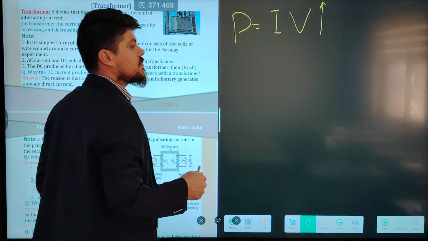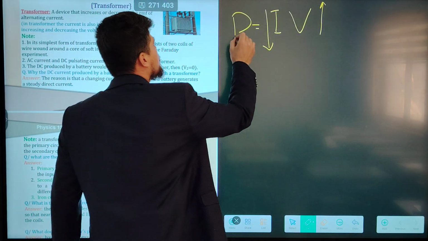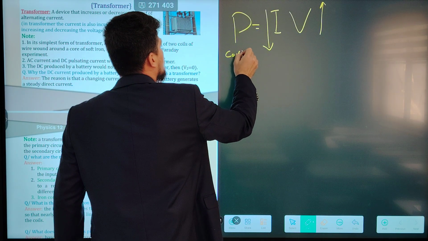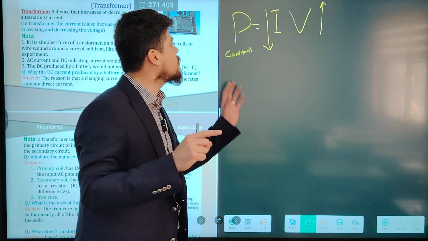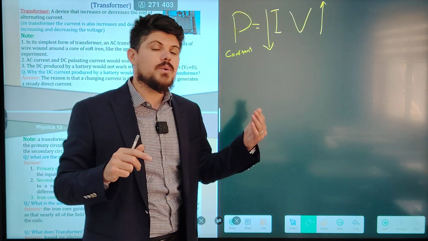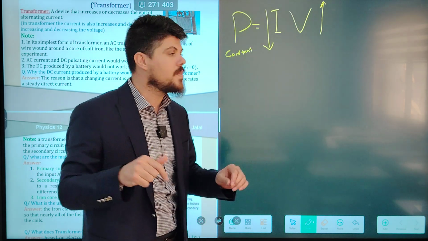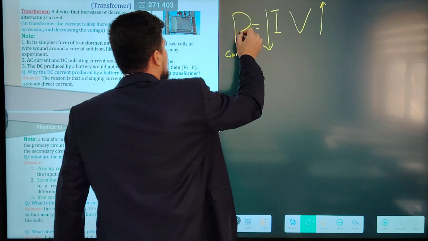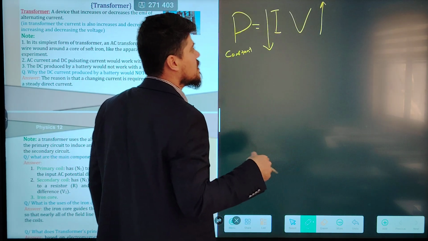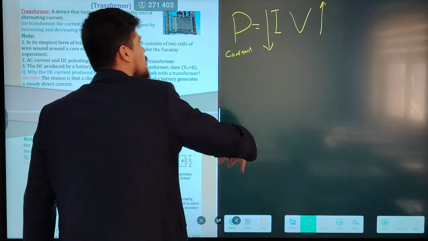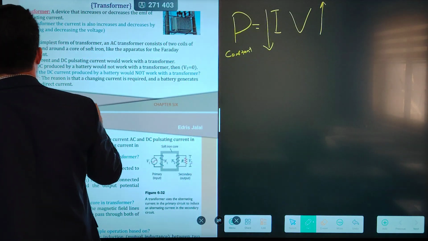When we increase the potential difference by using a step-up transformer, what happens to the current? The current decreases, but power is constant. So a step-up transformer cannot increase the power, and a step-down transformer cannot decrease power. Power is constant, so current and potential difference are inversely related. When potential difference increases, the amount of current decreases. When potential difference decreases, current increases.